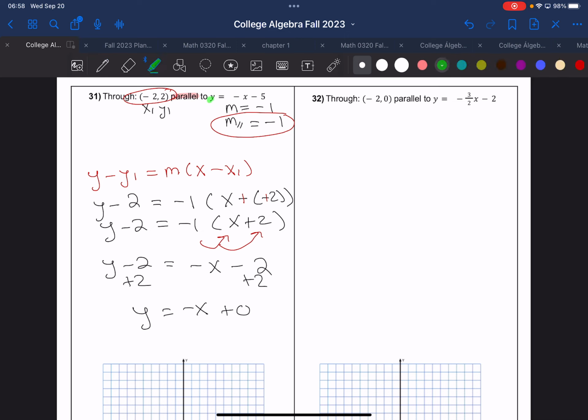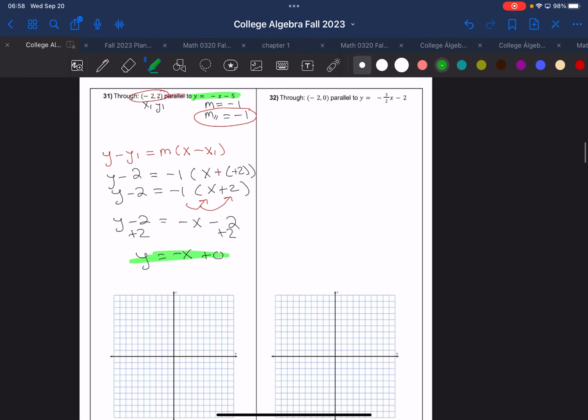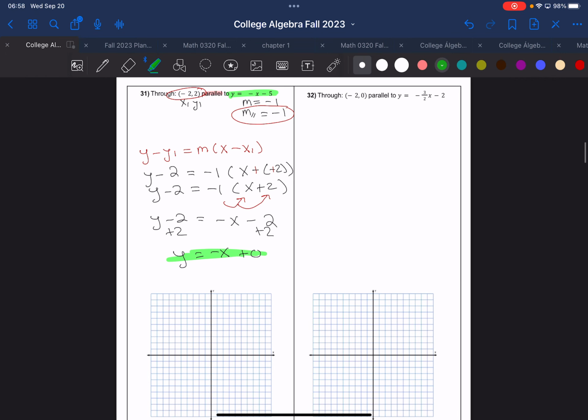So we have our original equation up here and our new equation down here. So we're going to graph both of those equations. So in our original equation, what was our y-intercept? -5. -5. So I'm going to plot that on the graph.